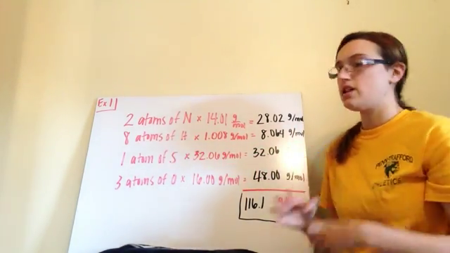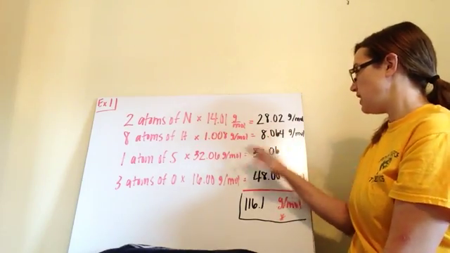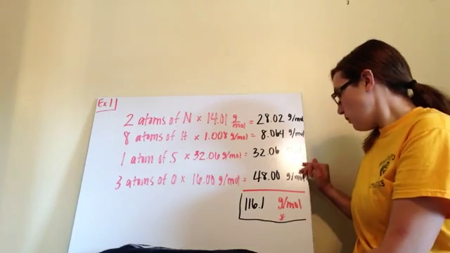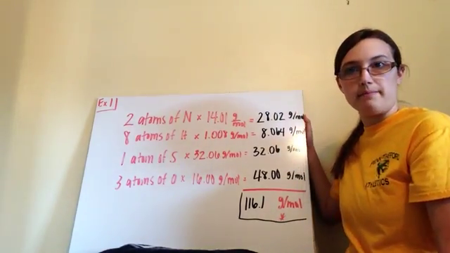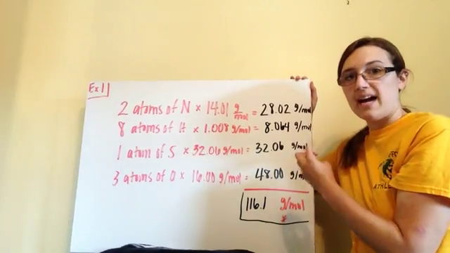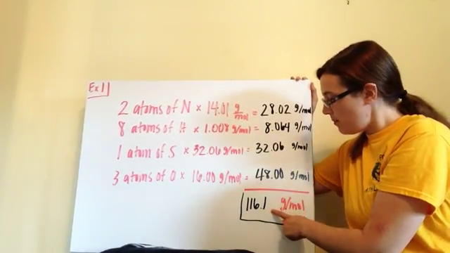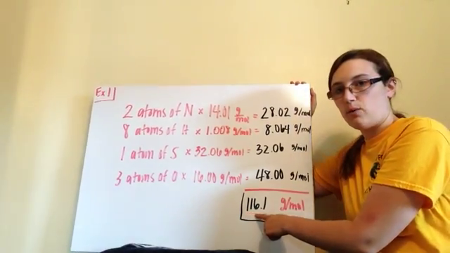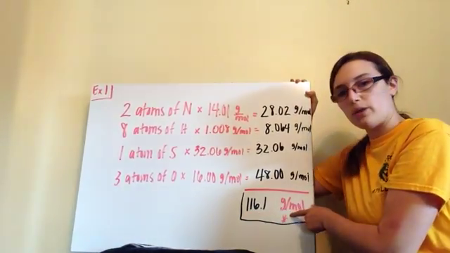We're going to multiply these out, because we have to find the mass of how many of each that we have. So we multiply each of those out. I did that over here in black. Then we add all of them up. Once we have each of the individual masses, we add all of them up. Notice when I add them up, I get 116.1 grams per mole.